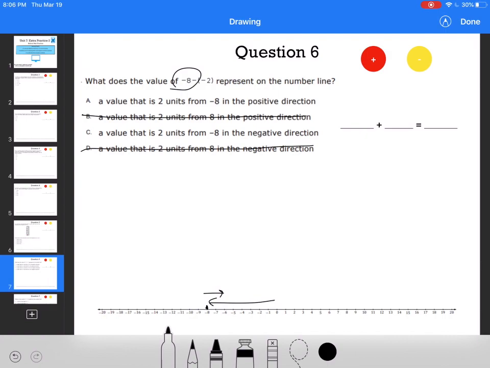Well, I know that when I'm subtracting a negative number, I have to switch the direction of my arrow. So I know that I'm going 2 units away from negative 8 in the positive direction. So my answer has to be A.